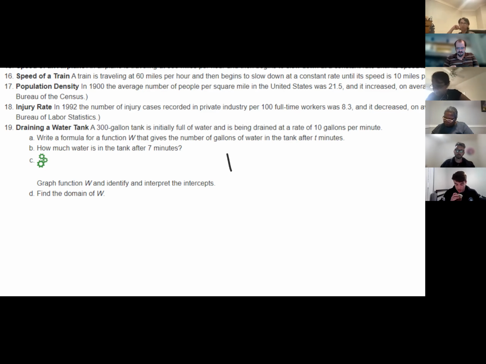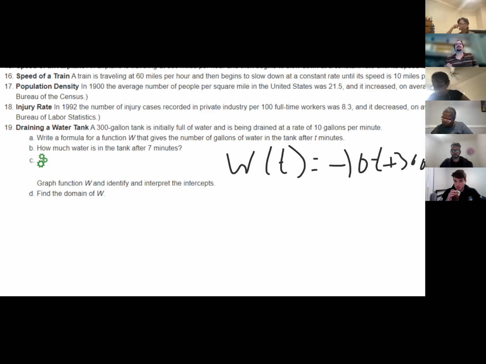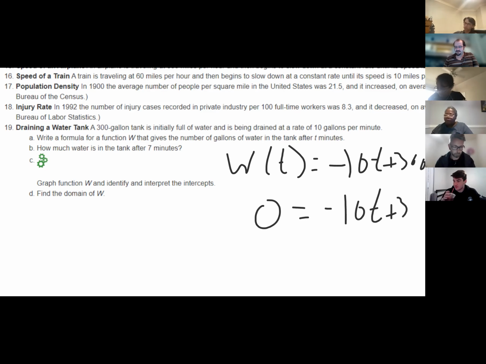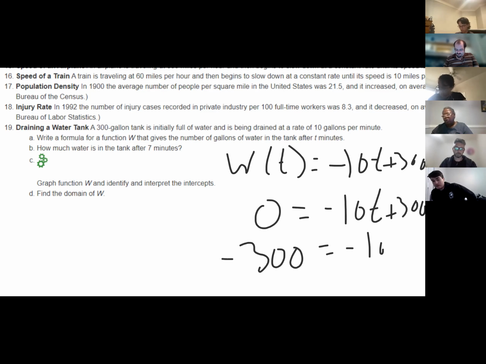So if we wanted to, W of t equals minus 10t plus 300. If we wanted to figure out when this thing was drained, I think we could set the gallons equal to 0 and figure out the time. That's one way we could do it. Solve this thing for t. This isn't a question that they asked, but it's 30 minutes. It should take 30 minutes for this thing to be completely drained.